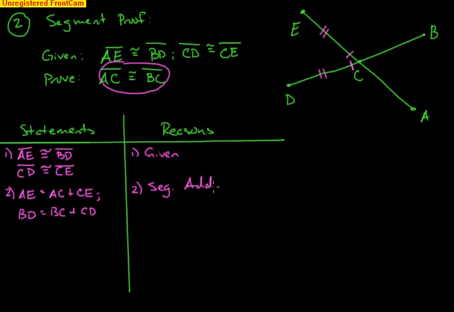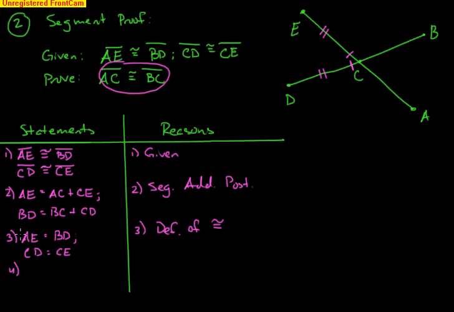I'm going to use shorthand just to speed up the video: segment addition postulate. Now, it would be nice to combine steps 1 and 2, but Step 1 is a congruence and Step 2 is an equality. We can't combine them until we get all the same. So let's bring these congruences into equality. We will say that AE is equal to BD, and that CD is equal to CE, by definition of congruence. Feel free to use those little symbols on the test, okay?